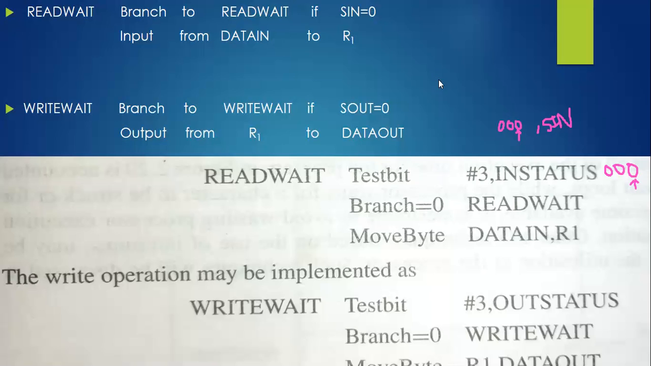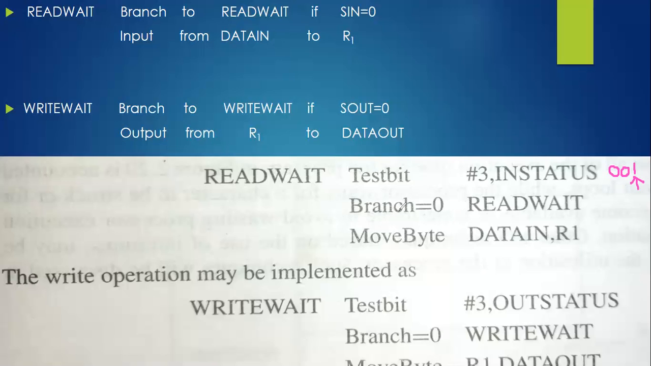Clear? Now, if S in is equal to 1, what will be the in status or S in value? 0, 0, 1, exactly. This is the binary representation of value 1. Now if you are testing the third bit, what is the third bit value? 1, exactly. Now branch if equal to 0 is not satisfied. We don't have the condition satisfied over here.